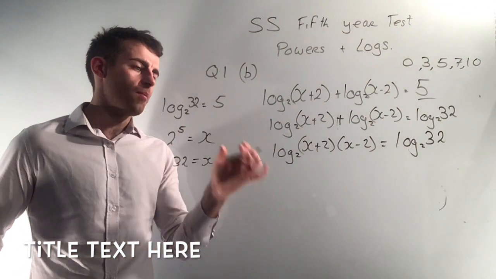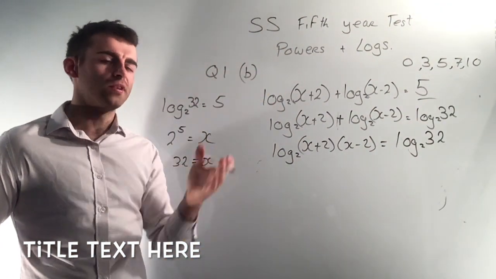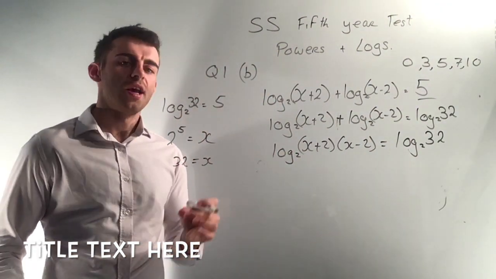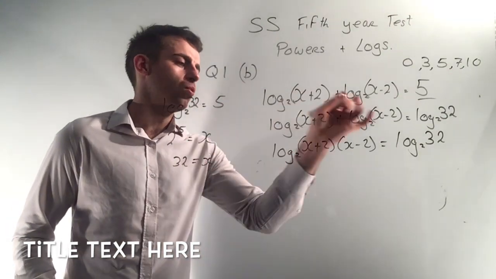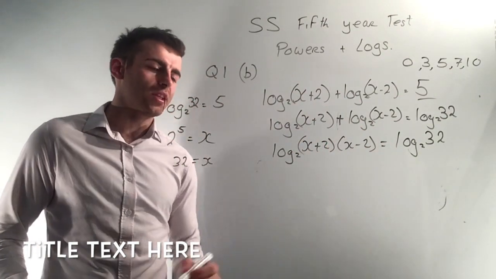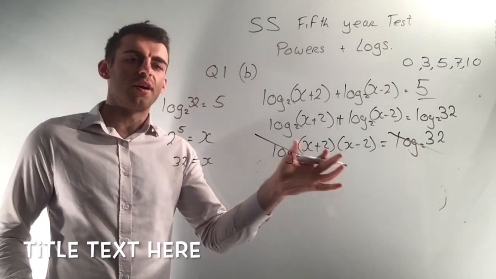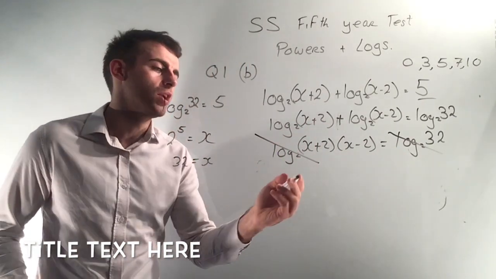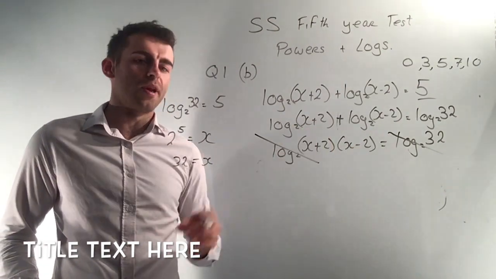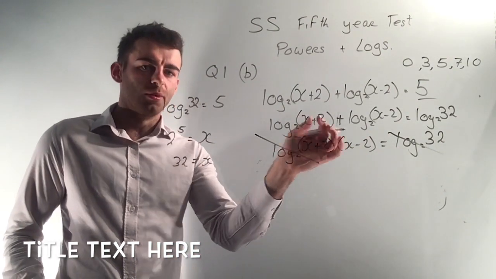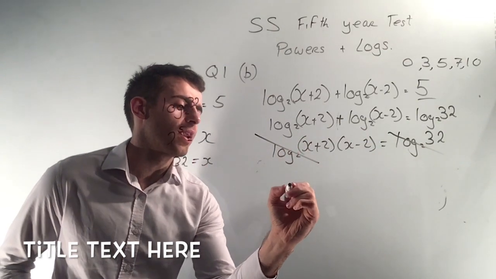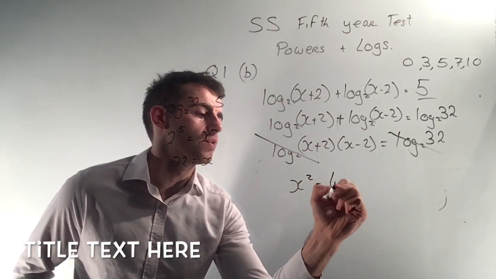Now at this point I'm happy. The whole point of everything we've done so far was to get to here. If I have one log on the left, one log on the right, with the same base in each case, then I can just cancel out my logs. So now my logs are gone, I just have a normal algebraic equation. I have x plus 2 multiplied by x minus 2. So that's double brackets. And if you multiply that out, you'll get x squared minus 4.